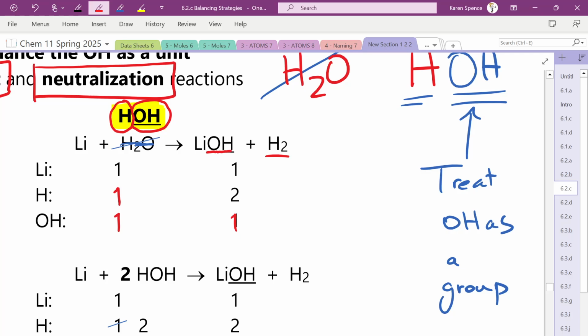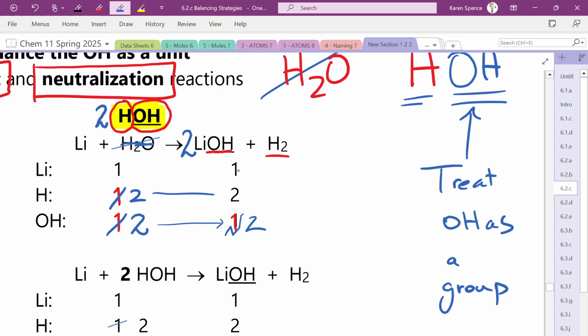So I can fix that by putting a 2 in front of the HOH. That gives me two hydrogens. That's now balanced. But it also gives me two hydroxides. All right. Now I need to balance my hydroxides. I need to have two here, so that means I'm going to put a 2 in front of that.